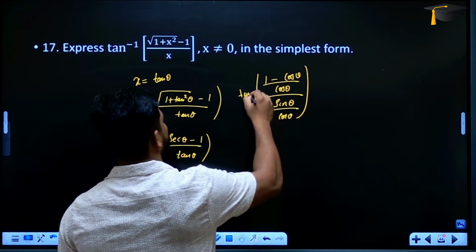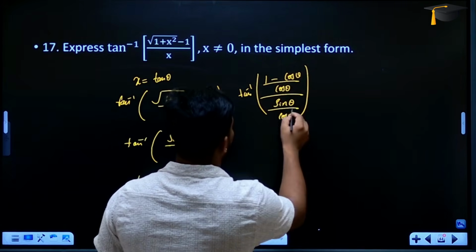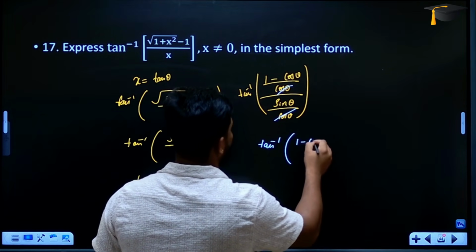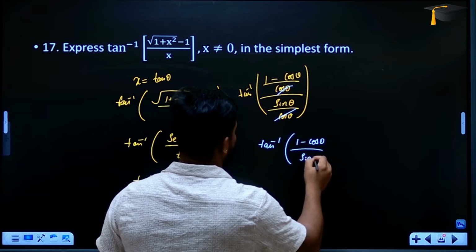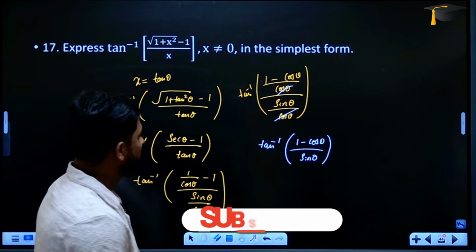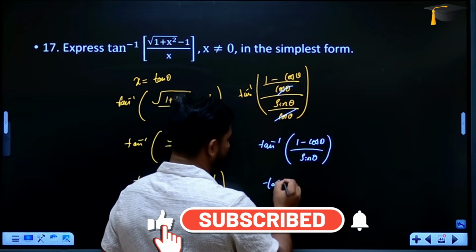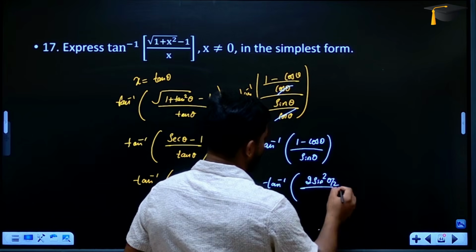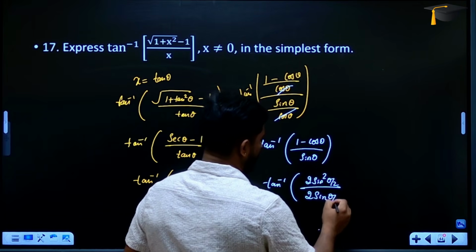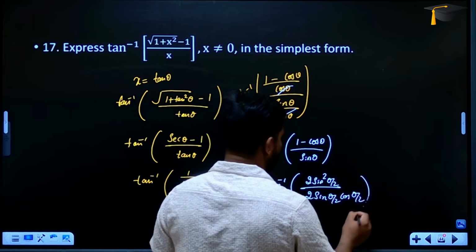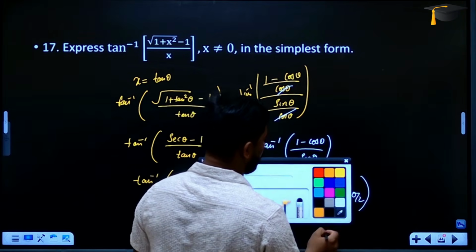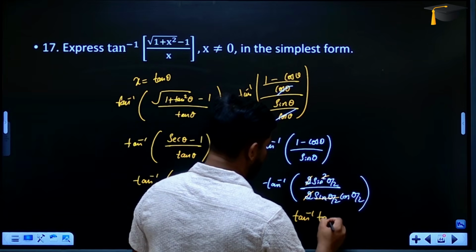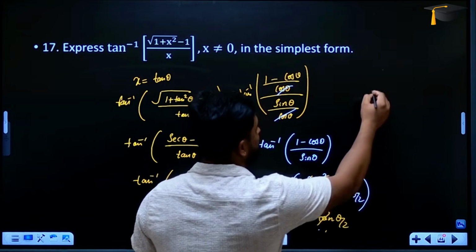So cos theta and cos theta cancel. Tan inverse of 1 minus cos theta divided by sin theta. Now use half angle formulas. So it is tan inverse of 1 minus cos theta, which is 2 sin square theta by 2, and this is 2 sin theta by 2 into cos theta by 2. So now 2 cancels, sin theta by 2 cancels. So the tan inverse of tan theta by 2. So this cancels, theta by 2.